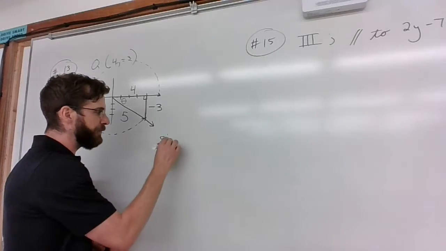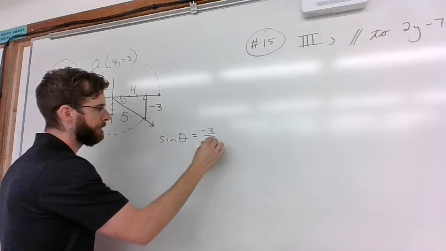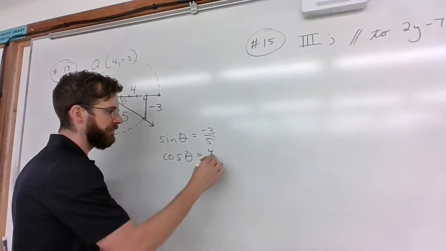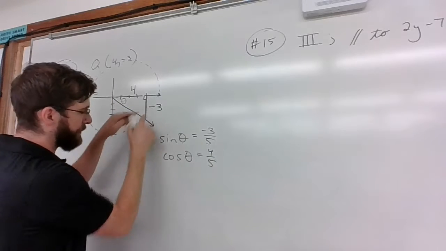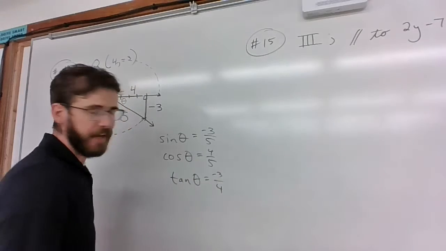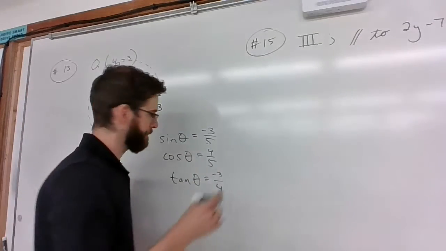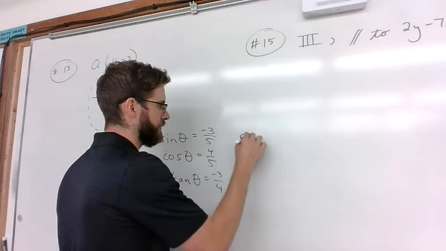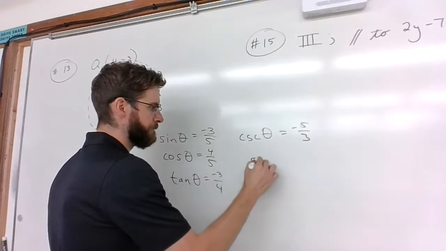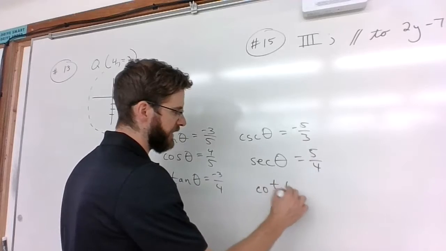So then your sine would be opposite over hypotenuse, -3/5. Your cosine would be adjacent 4 over hypotenuse 5. Your tangent would be opposite -3 over +4. And then you got all the others that basically just flip the fraction, yeah? So cosecant of theta equals -5/3. Secant is 5/4. And cotangent is -4/3.